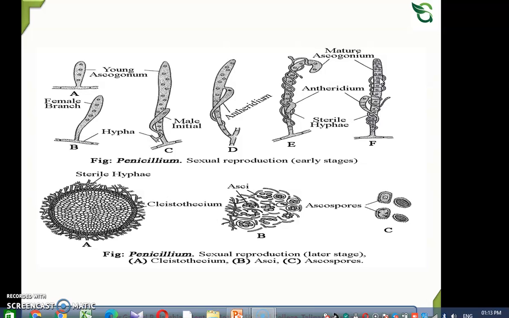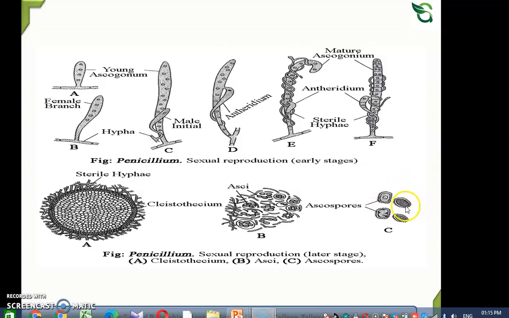After karyogamy, the zygote is diploid. First it undergoes meiotic division, resulting in the formation of 4 haploid nuclei. Then it undergoes mitotic division, resulting in the formation of 8 haploid nuclei. These nuclei are surrounded by cytoplasm, and a cell wall is formed, resulting in the formation of ascospores.